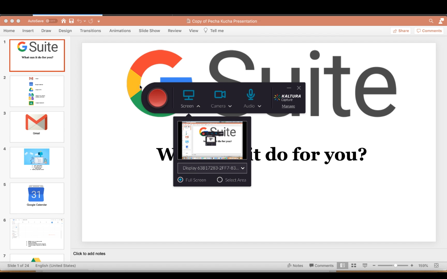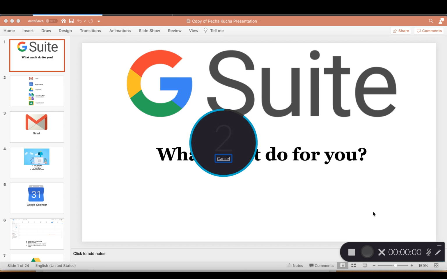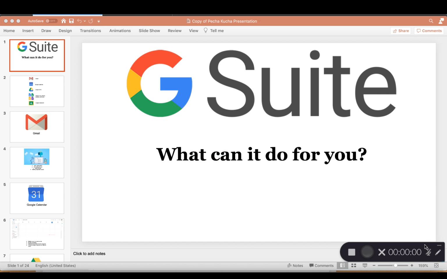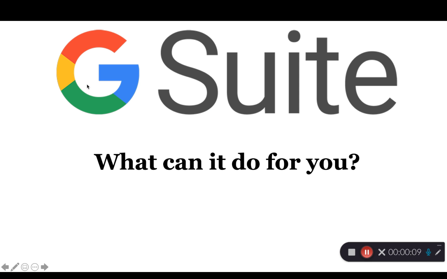So when you're ready to start recording, you're going to click on the record button here. It's going to come up here in the lower right corner with all the little information that you need, and you're going to start your recording as normal. So now we want to do a slideshow in this example, so we're just going to play our slideshow from the start, and now it's going to record my PowerPoint presentation.